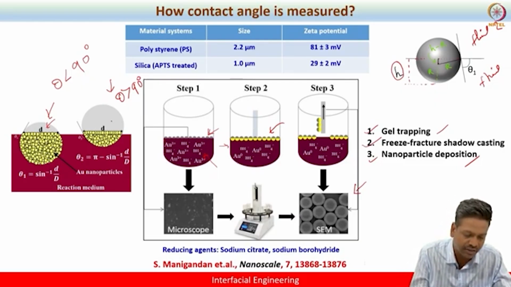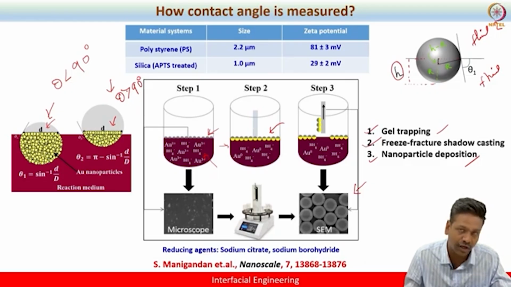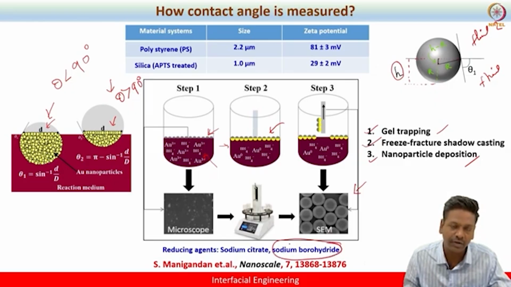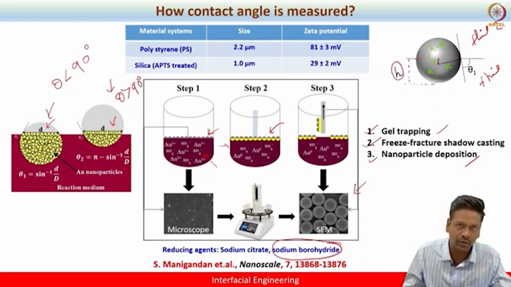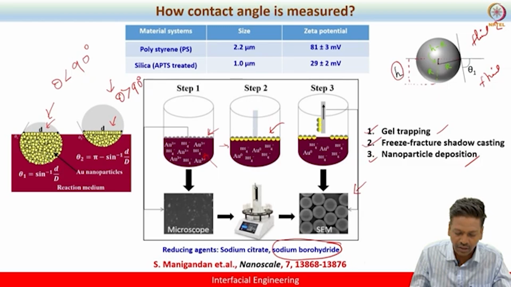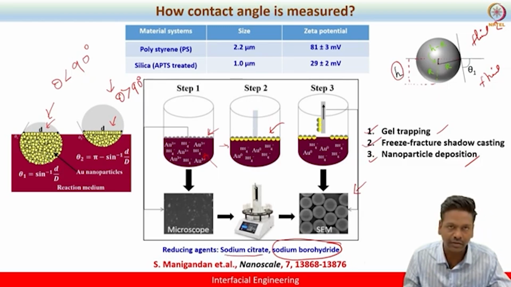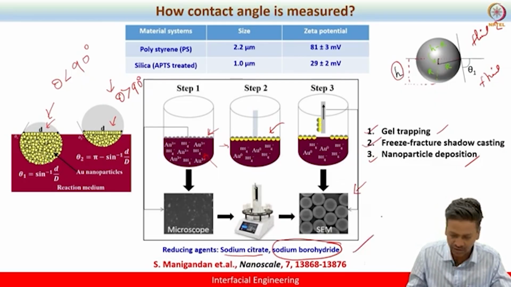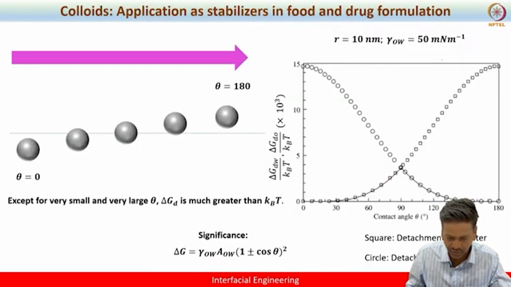In this case, D is not the uncoated region. D is the coated region for a hydrophobic particle, correct? So we used sodium borohydride predominantly to show that this measurement can be carried out at room temperature itself. One can use sodium citrate and other reducing agents, but they work at a slightly elevated temperature. So it is better to use sodium borohydride.